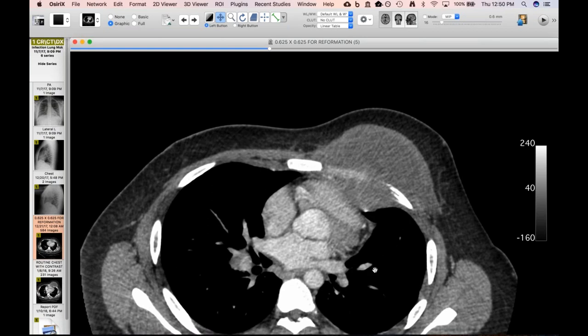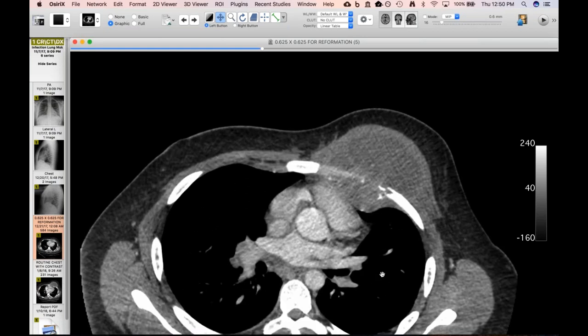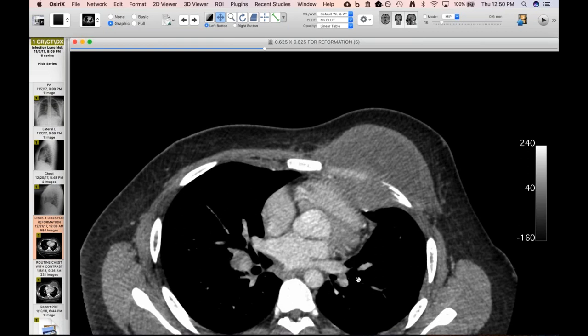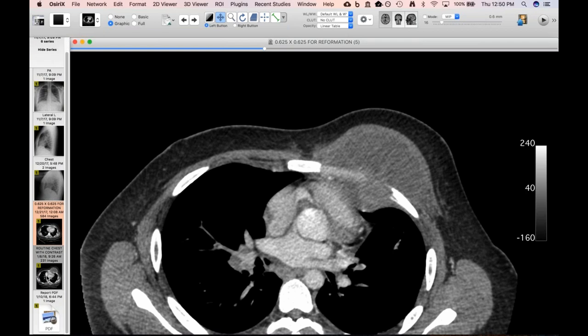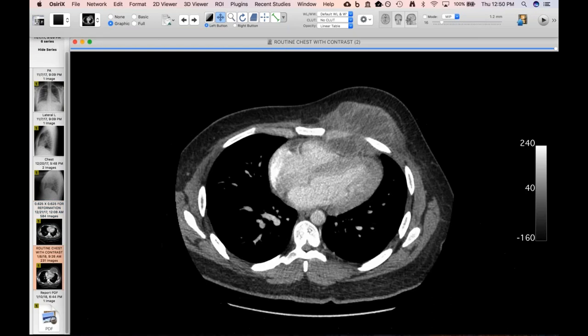Ewing sarcoma or something? TB. TB's pretty close. Yeah. I mean, I guess I would have thought tumor first and foremost, destroying this. This actually turned out to be cocci. Cocci. Oh. So, is that why he has right hilar lymphadenopathy?